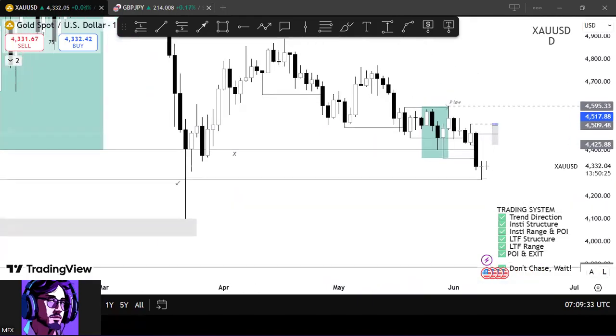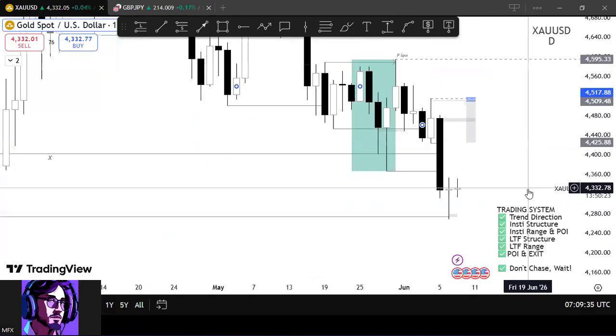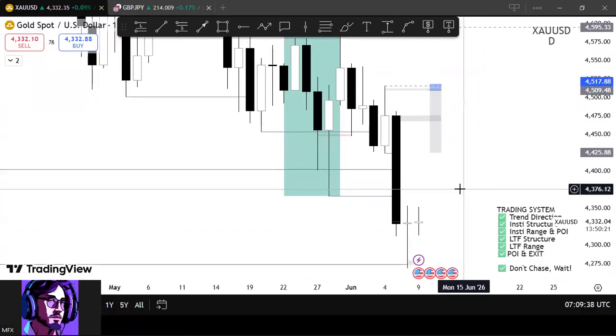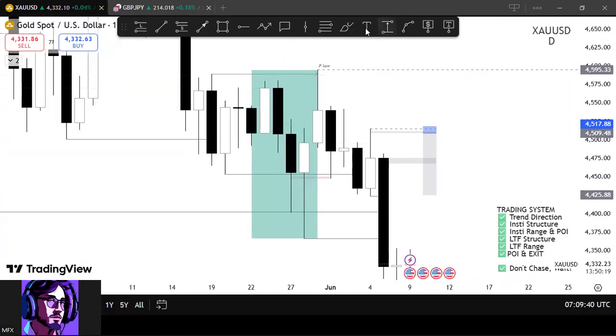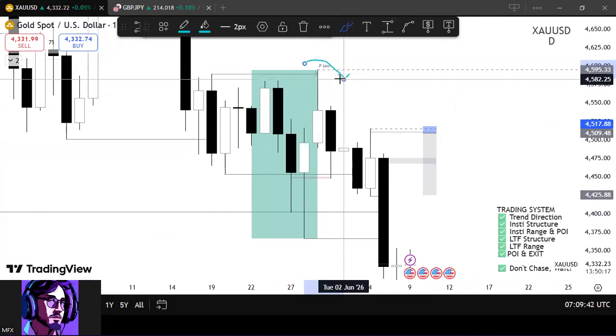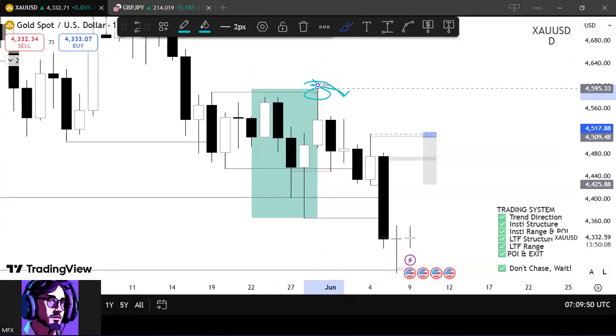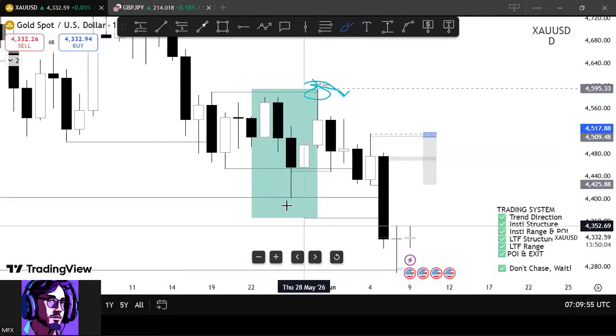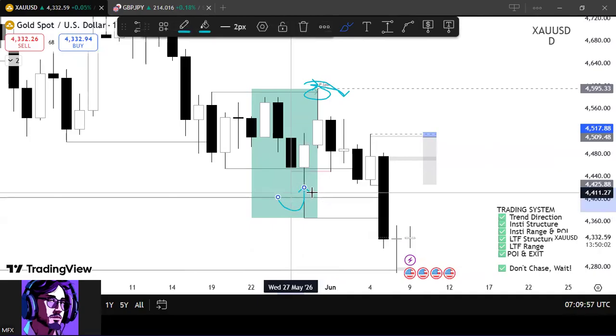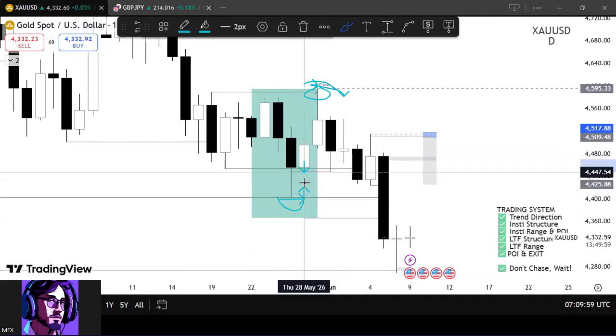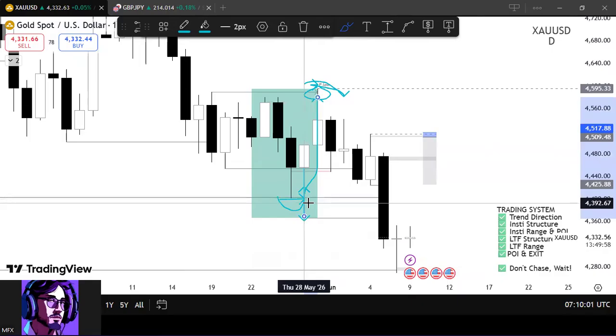XAU is the best pair for me to explain this whole thing. Now, I'm just going to make it simple. This is an absorption of price. What you're seeing here is an absorption, and I will explain. Then this is a liquidity gap. This was liquidity, price grabs it, pulls back.